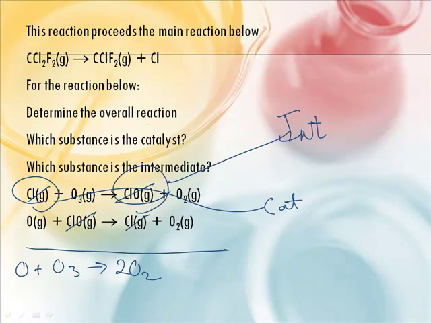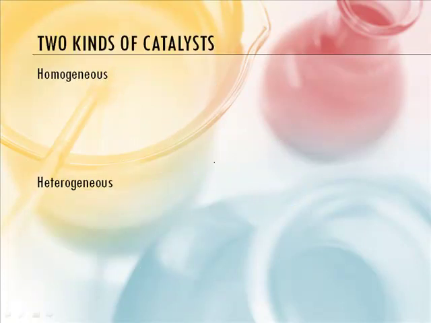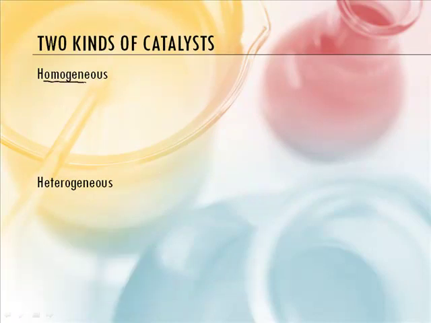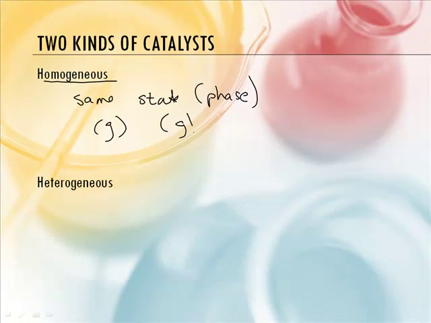I think that answers all the questions there. All right, there are two kinds of catalysts. If we were to talk about the types of catalysts, the way catalysts actually work, there are homogeneous catalysts, which are in the same phase as the reactants, meaning they are in the same state of matter: solid, liquid, gas. So if I have a catalyst that's a gas and the chemicals are gases, that's homogeneous. Heterogeneous is a different state.